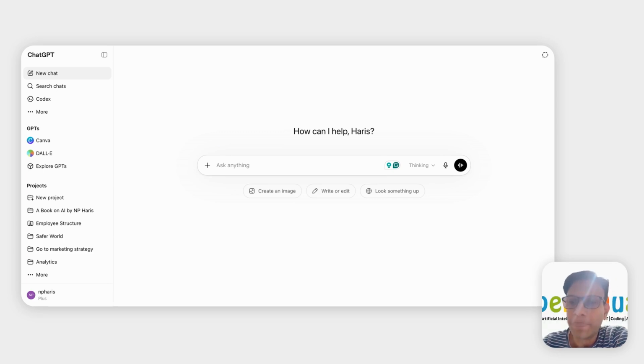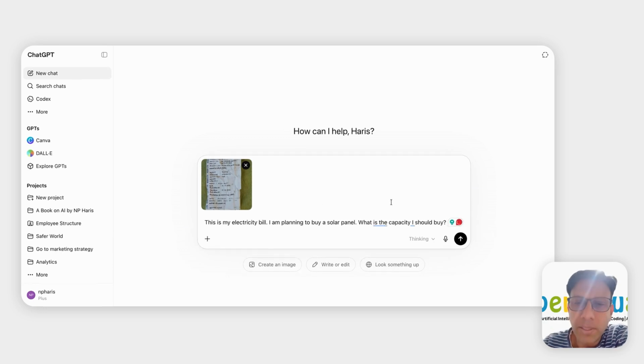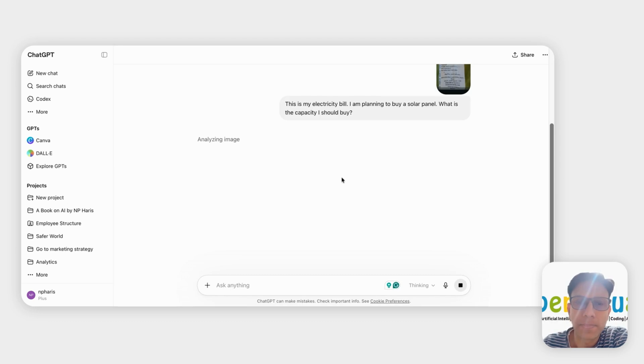and upload it. And then you can prompt, this is my electricity bill and I am planning to buy a solar panel. What is the capacity I should buy? So ChatGPT will analyze the electricity bill and provide its recommendation.